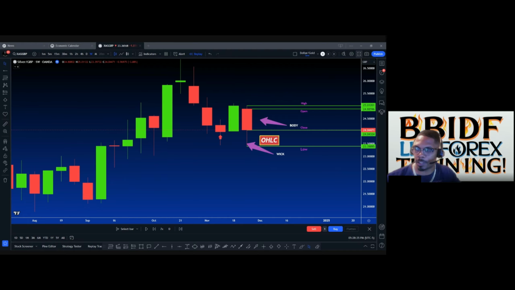And last but not least, scalpers. On scalpers, you are on the 15-minute for the trend. You're on the 5-minute to confirm the trend, and you're on the 1-minute to enter the trade.